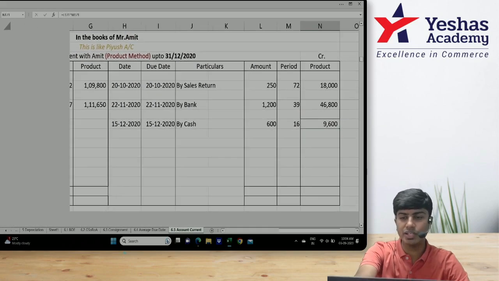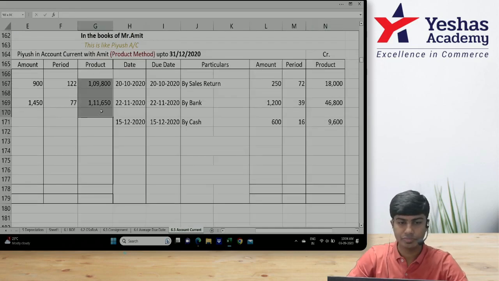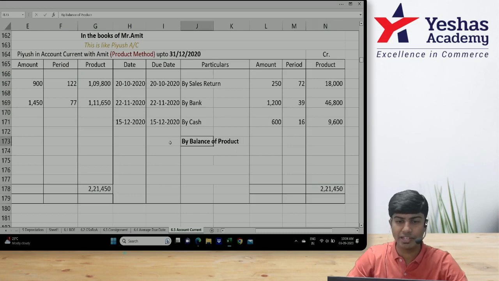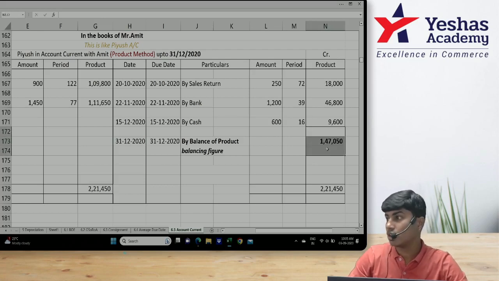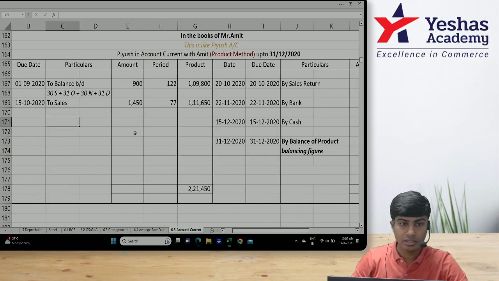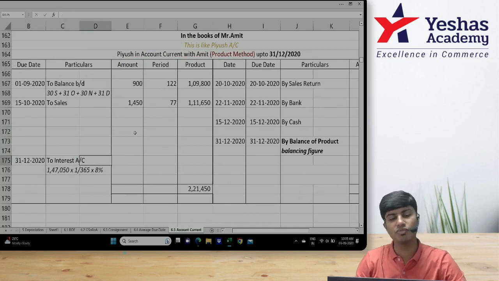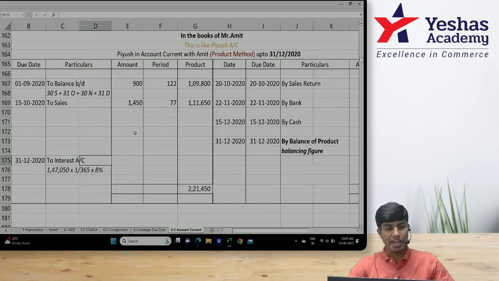Now, which side total is more? Product. 2,21,450, 2,21,450. Find the balance of product. 1,47,050. This is a debit balance. On this, interest has to be computed on which side? Debit side. I'll write here, do interest. 1,47,050 into 1 by 365 into 8%.